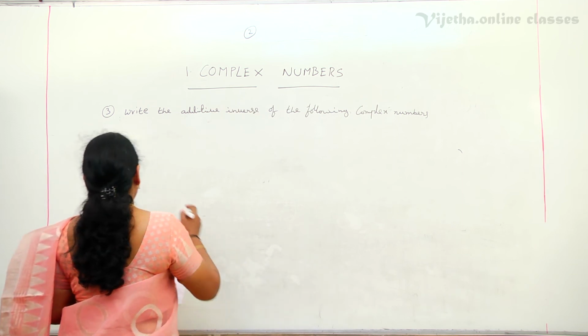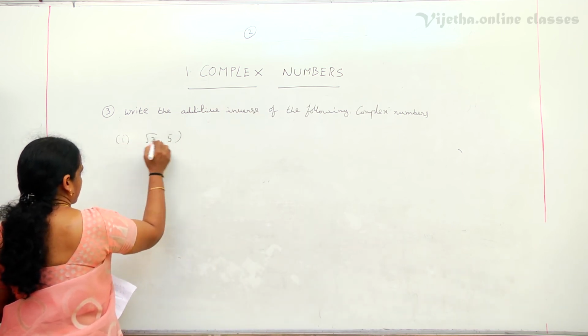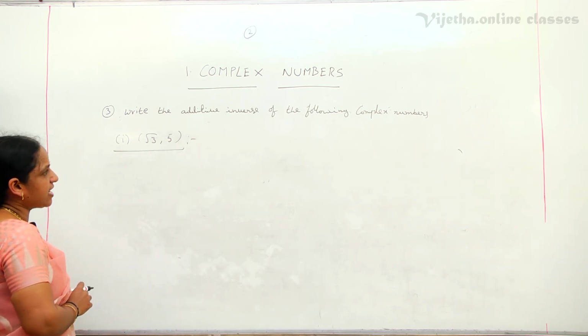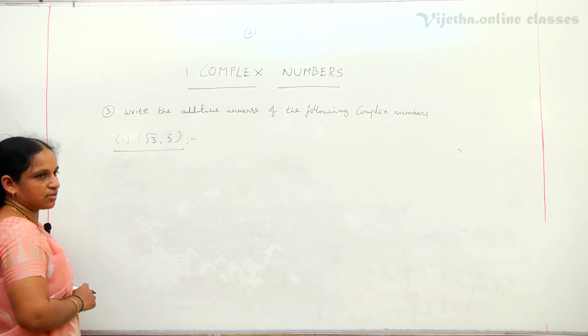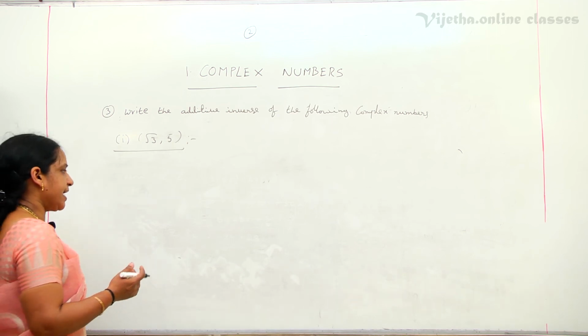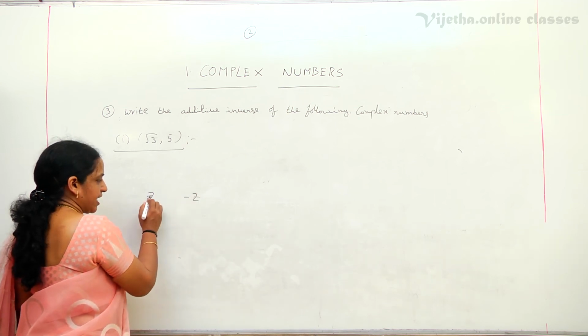First bit is root 3 comma 5. Find the additive inverse. Negative of the complex number, or additive inverse. What is the additive inverse of Z? That is minus Z.